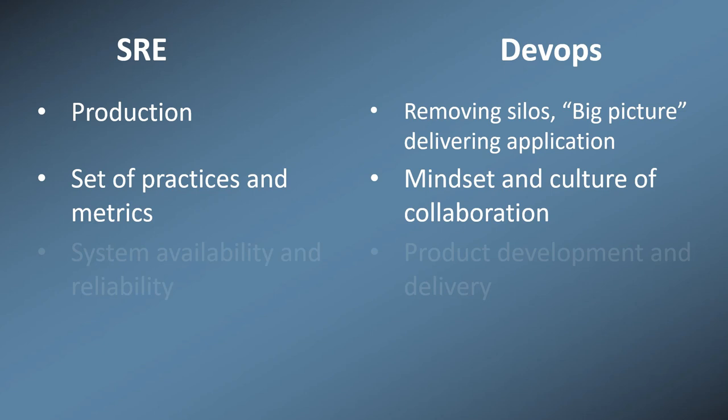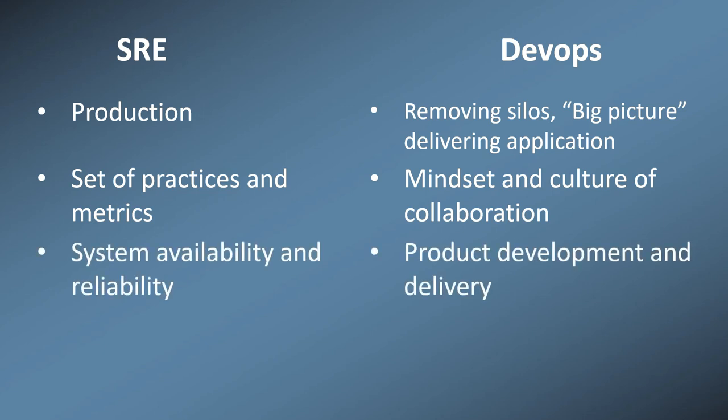DevOps is about product development and delivery. Here's the product. This is how we develop that product, that application, whatever this is. And this is how we deliver it as one self sufficient team capable of doing absolutely everything related to a single application or a single product.